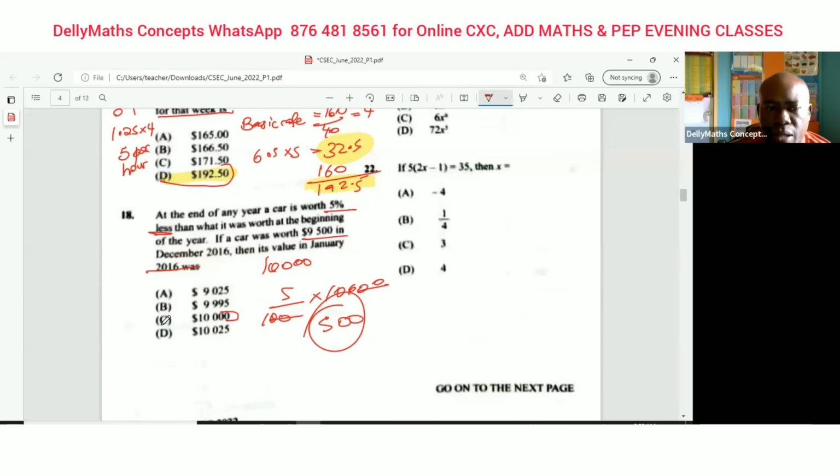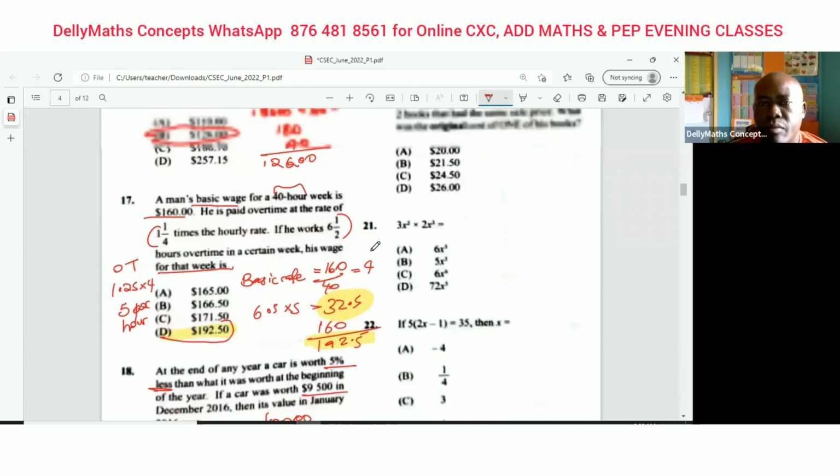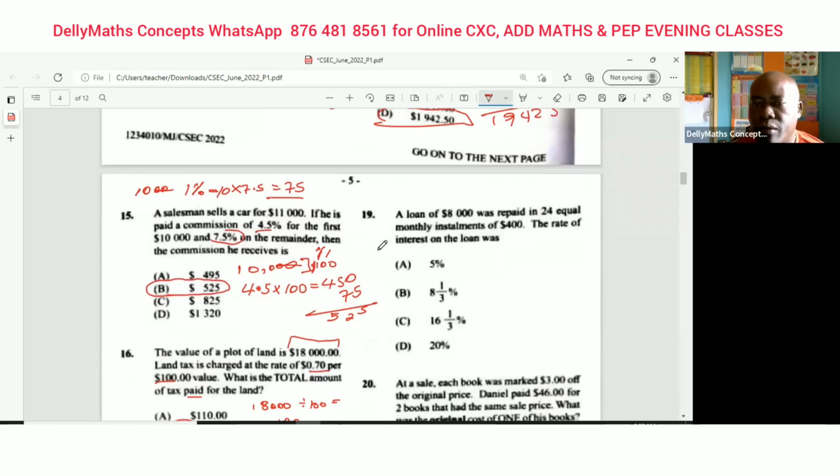All right. And then we're talking. So this is $10,000. Let's go. All right, so the loan is 8,000, 24 equal payments of 4.